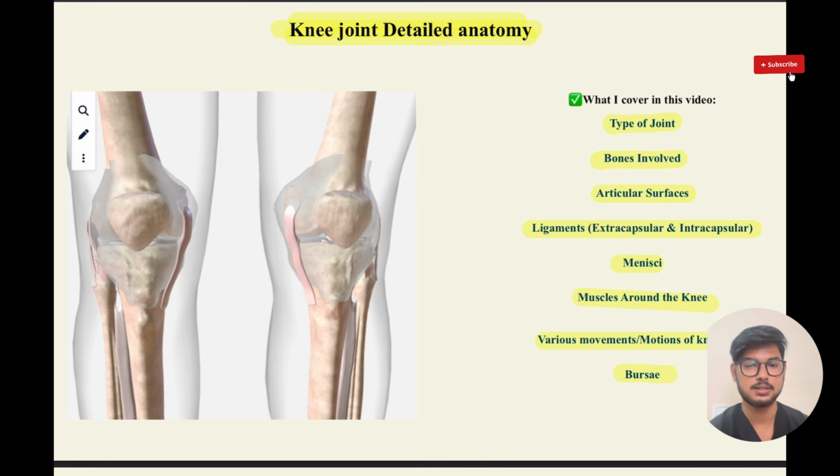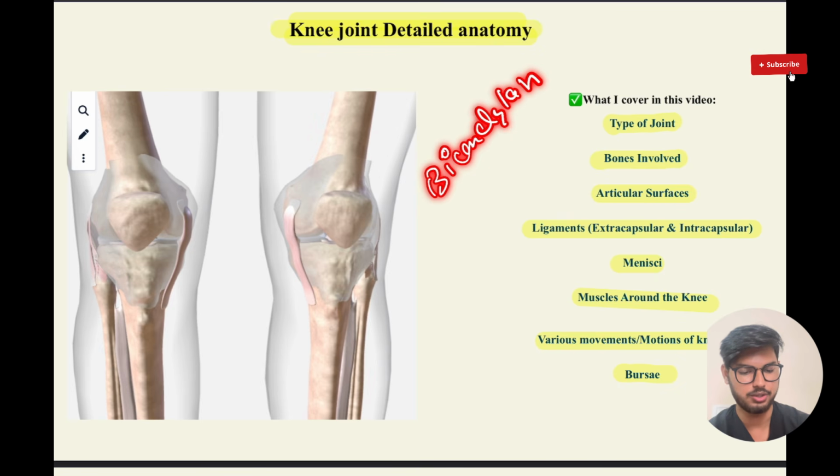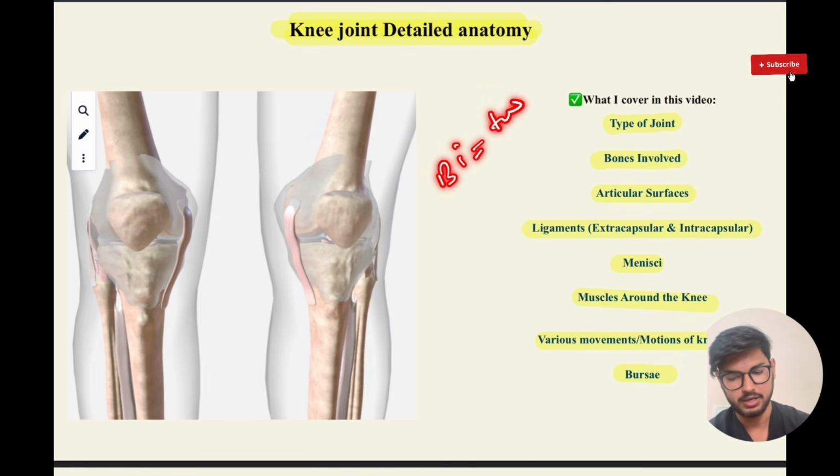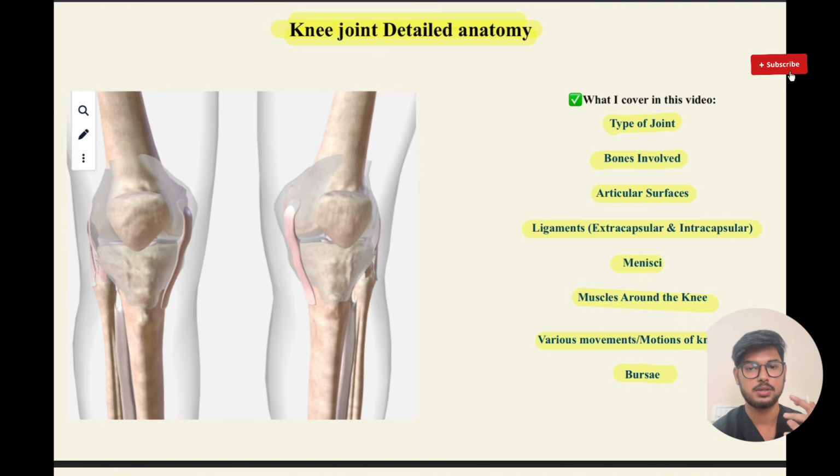So now let us discuss the type of joint. First of all, it is a bicondylar hinge joint. Why bicondylar? Bi means two, so we have two condyles over here, and condylar means the condyles, like we discussed. A hinge joint allows only flexion and extension, but from some points of view, the knee joint also allows external and internal rotation. We'll be talking about the motions in an upcoming video, below the slides.